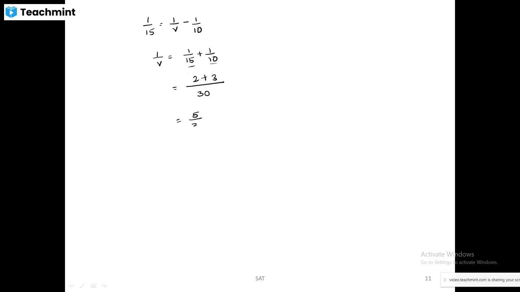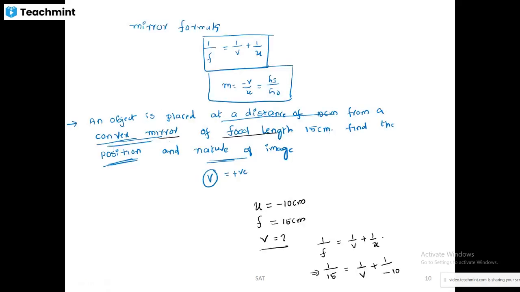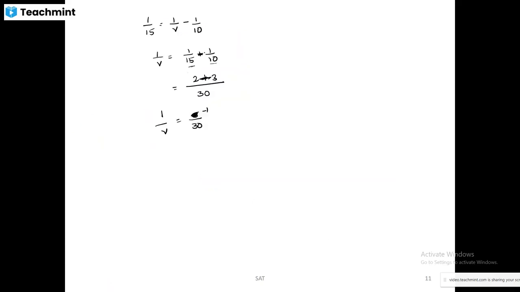5 by 30, that should be equal to, so this plus into minus, minus is minus 2 minus 3. So this is 2 minus 3, which means minus 1. So 1 by v is equal to minus 1 by 30. Minus... just, I made a mistake here. So plus into minus, minus, I bring plus. Minus 1 by 30 means plus, plus 1 by 30, that is 2 plus 5, 5 by 30.